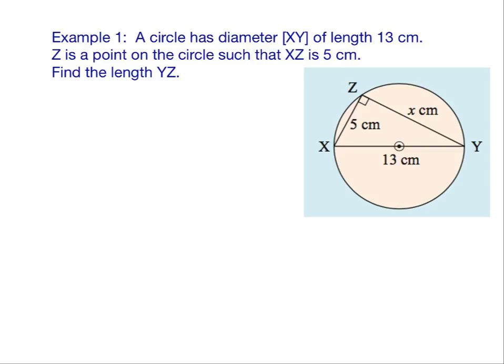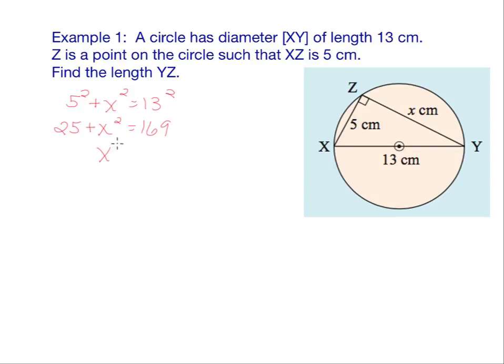The diameter is 13 centimeters, which is my XY. I have my chord over here, XZ, which is 5 centimeters. And the length from Y to Z is the length I need to find, so I labeled it x on my diagram. Since I have a right triangle, all I have to do is the Pythagorean theorem. So that's going to be 5 squared plus x squared equals 13 squared. And I'm just going to simplify this down and solve for x.